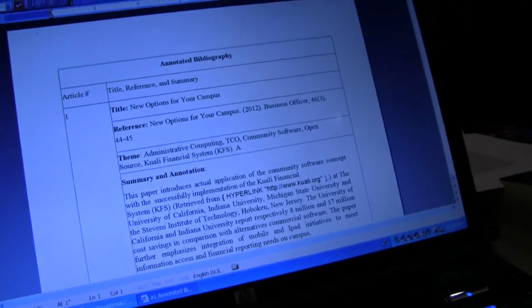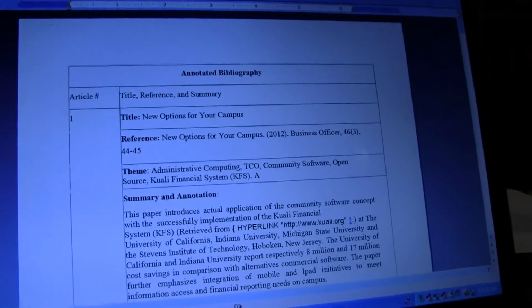Now I will show you a brief preview of what we have for you as an annotated bibliography of open source technologies in higher education. The first article is New Options for Your Campus.